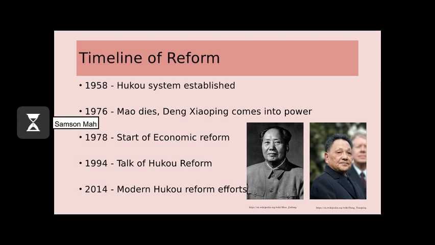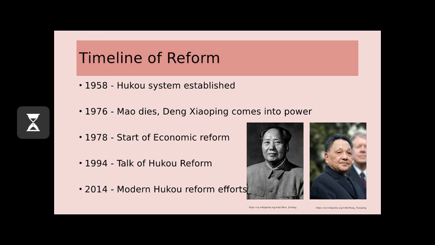As alluded to previously, the hukou system was initially established under Mao Zedong, pictured here on the left, to limit the movement from rural to urban China. This system was largely maintained until 1976, when Mao died and Deng Xiaoping, pictured on the right, came to power. Deng was much more reform-minded than Mao before him and began to apply this reformist mindset to China as a whole. We see this beginning in 1978 as the first wave of economic reforms take hold in China.